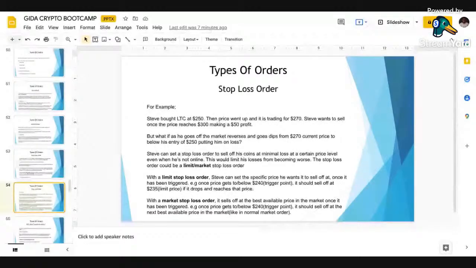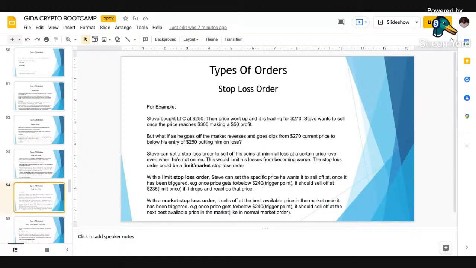So Steve can set a stop loss order. That is what I'm trying to say. Steve can set a stop loss order to sell off his coins at minimal loss at a certain price level, even when he's not online. This would limit his losses from becoming what? Worse. So the stop loss order can be of two types. It can be a limit stop loss order, or it can be a market stop loss order.